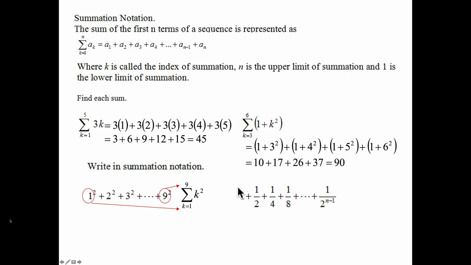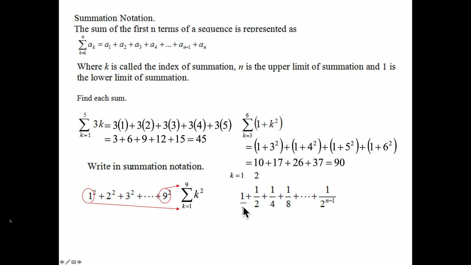Now, if this one says 1 plus 1 half plus 1 fourth plus 1 eighth, we got to look for a pattern in our denominators, because the pattern in the numerators stays 1. We can see that right there. So we'll treat this as 1 over 1. So I need to say k is starting at 1. And well, no, not 2, 4, 8. It's got to be something different here. So let's see.